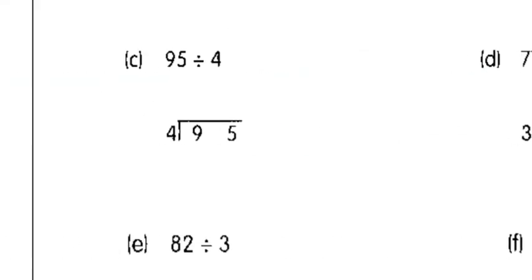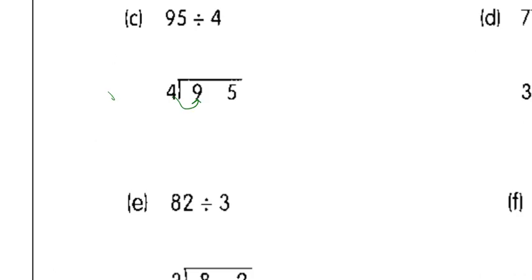Step by step, ask yourself, how many 4's in 9? How many groups of 4 in 9? 4, 8. You will find we have 2 groups. And from 8 to 9 we have a remainder of 1.